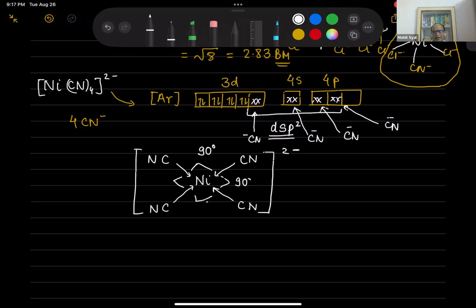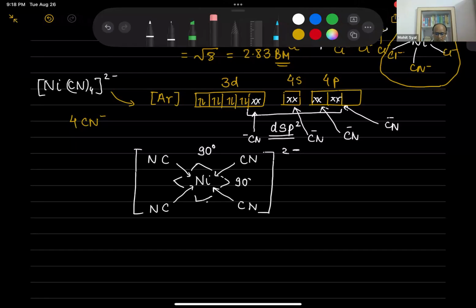So all angles are 90 degrees. Is it clear? So in coordination number 4, if you have strong ligands and if pairing occurs, you will have a square planar complex with 90-degree bond angles. But with coordination number 4, if you have weak ligands, then it is going to be a tetrahedral complex.